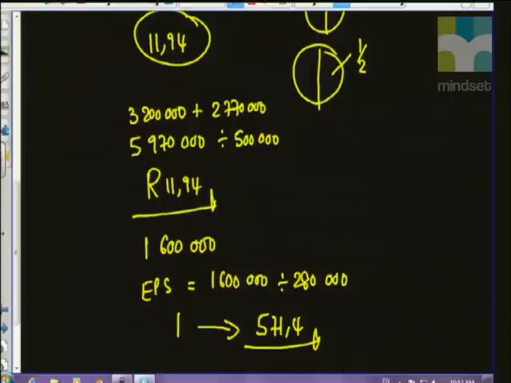Let me just do that part again for you. If you take your earnings per share at 1,600,000, let's assume it stayed the same, it did not change, right? The net income after tax. And if you divided it by 280,000, which was what? Your number of shares that you had, 280,000. So, if you divide that figure, you would get a figure of 571.4 cents per share as what? As your earnings per share.